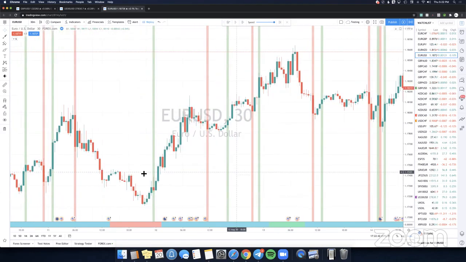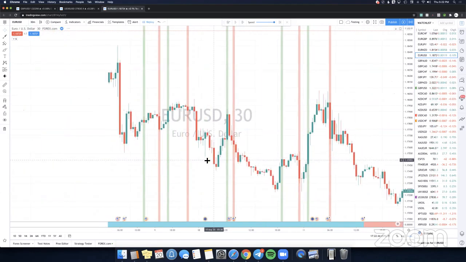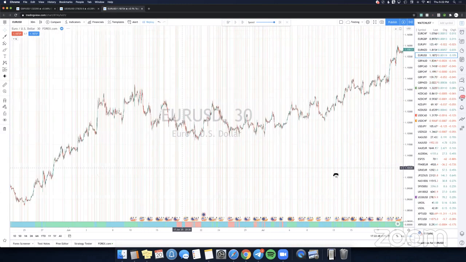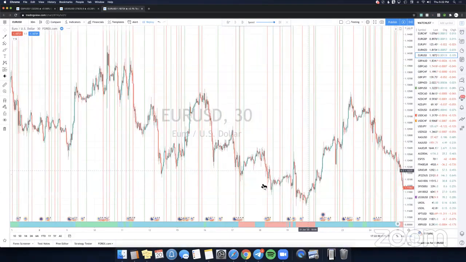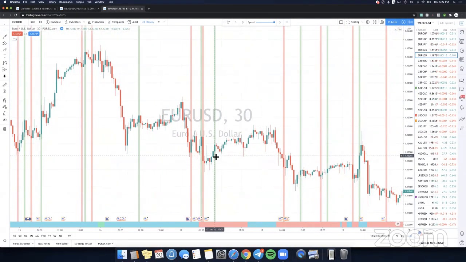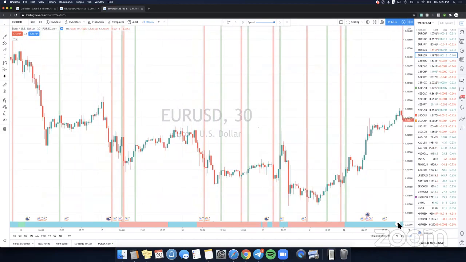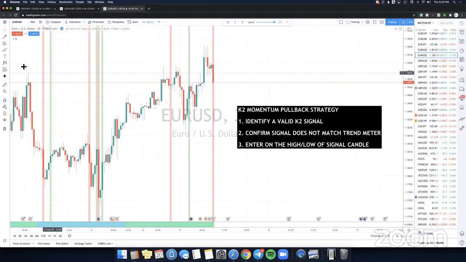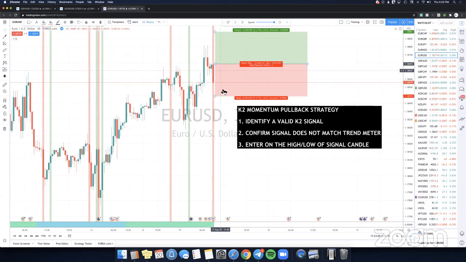In the opposite, if we had a downtrend right here, and then we had an opposite signal, we'd enter a sell. So we'd enter at the low of this candle. But back to where we were analyzing, right here, we're going to enter on the high of the signal candle. So we're going to enter a long position on the high, which is right here.